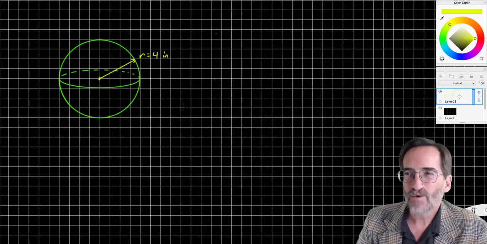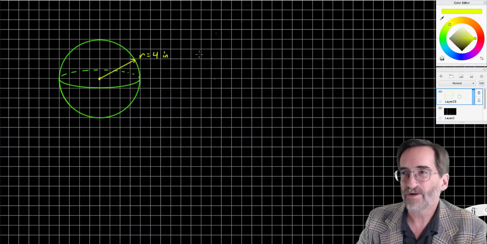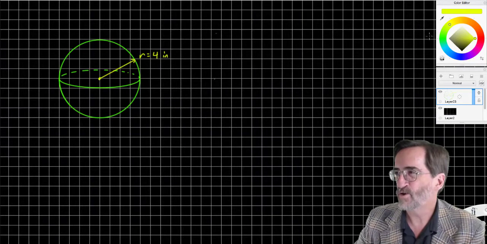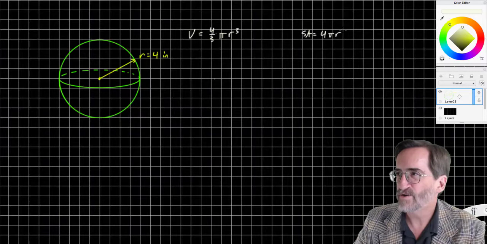I'm not going to go into the derivation of these formulas because that would take a little calculus, a little beyond the scope of this class. But here are your formulas. The formula for the volume of a sphere is 4/3 pi r cubed. The formula for the surface area of a sphere is 4 pi r squared.